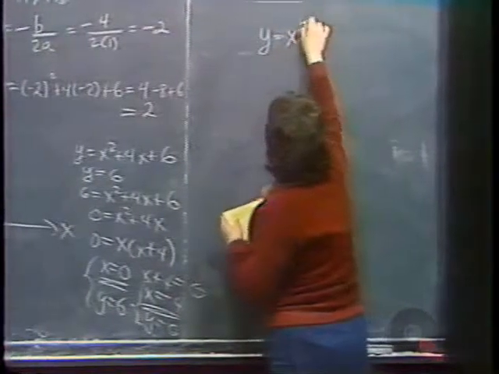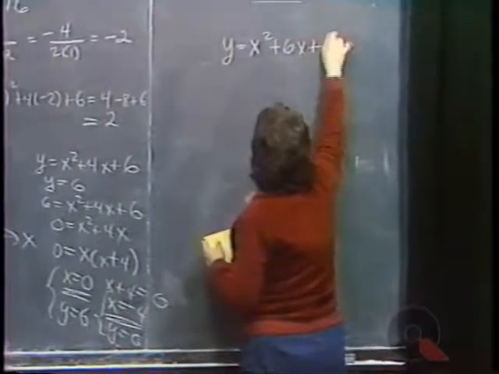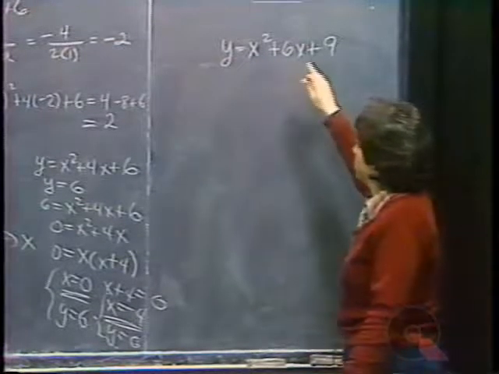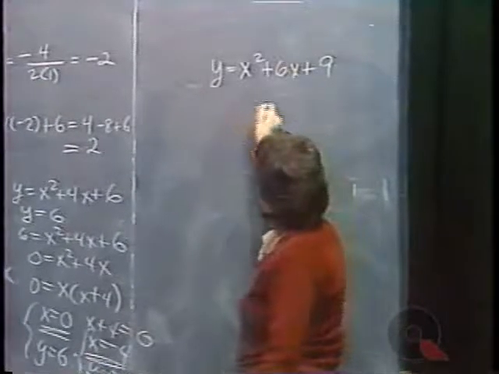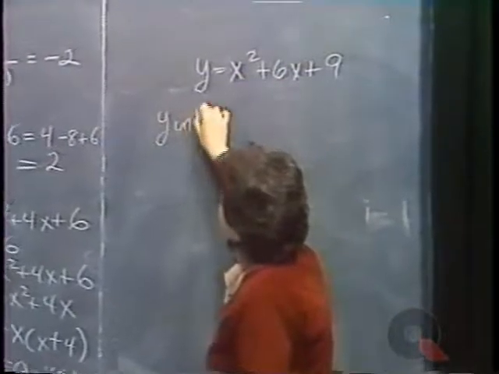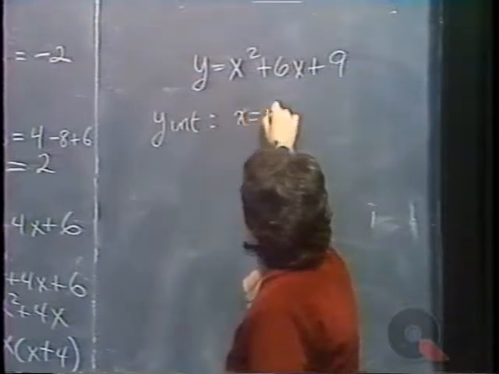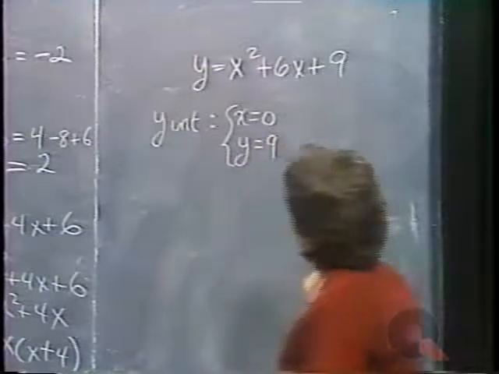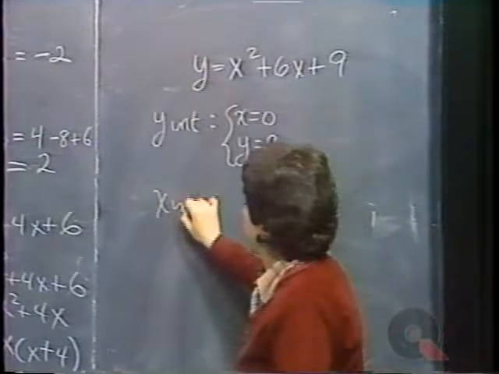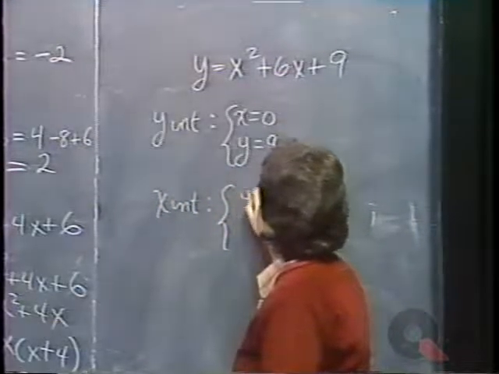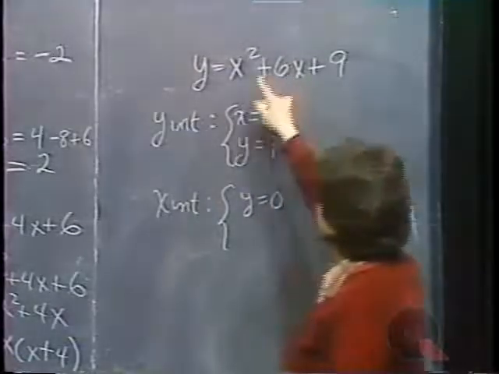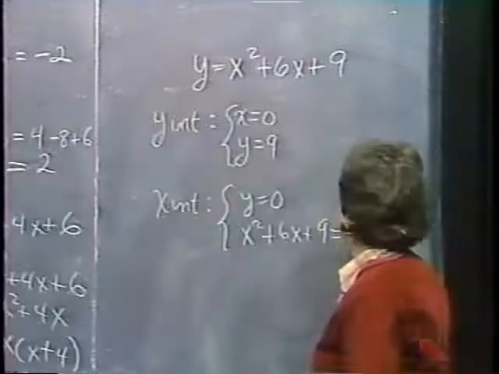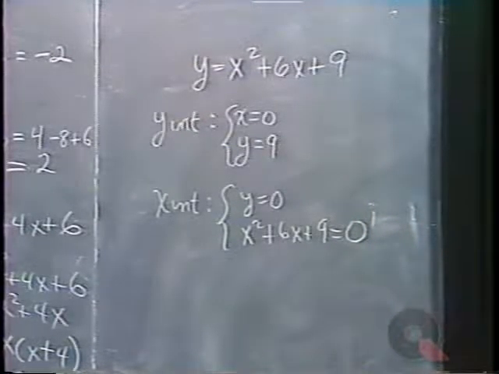Y equals x squared plus 6x plus 9. Once again, a parabola of the form y equals ax squared plus bx plus c. We get the y-intercept by setting x equal to 0, and when x equals 0, y equals 9. We get the x-intercept by setting y equal to 0, and we then get a quadratic equation to solve: x squared plus 6x plus 9 equals 0.